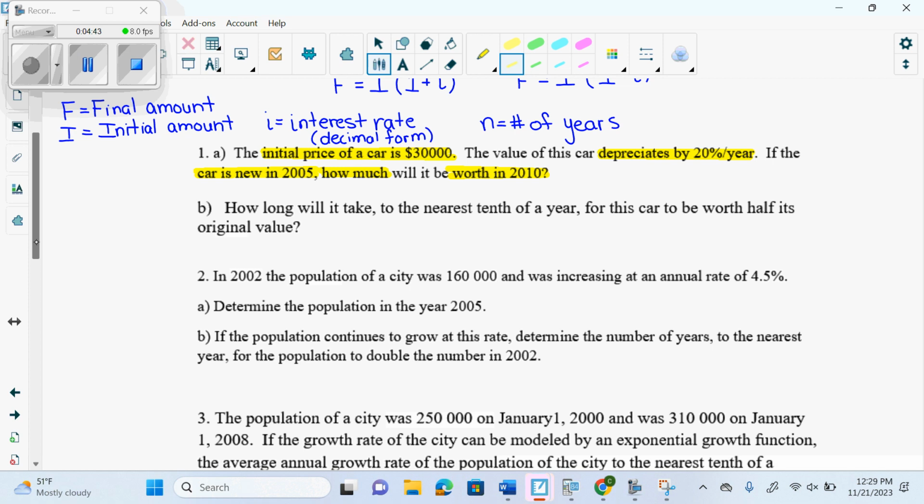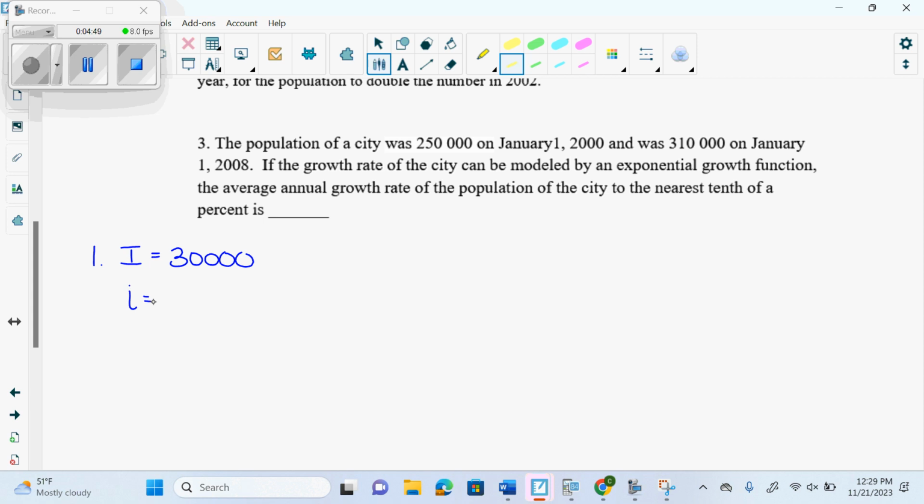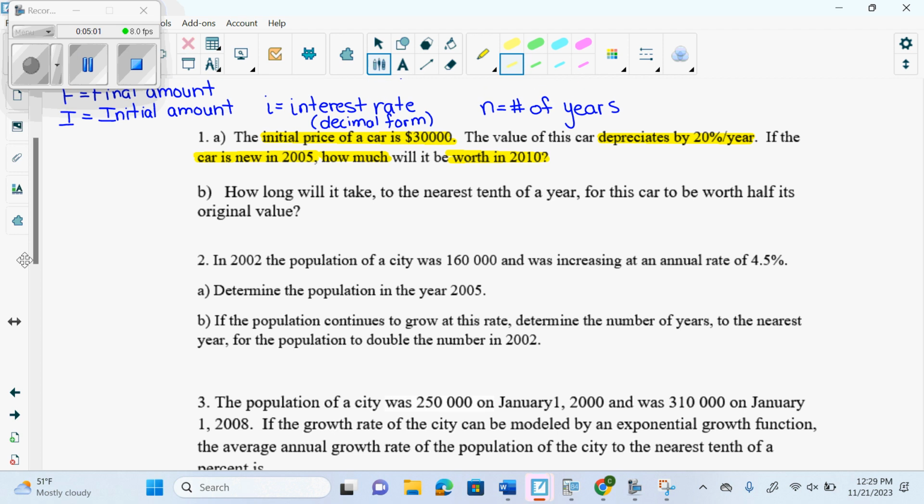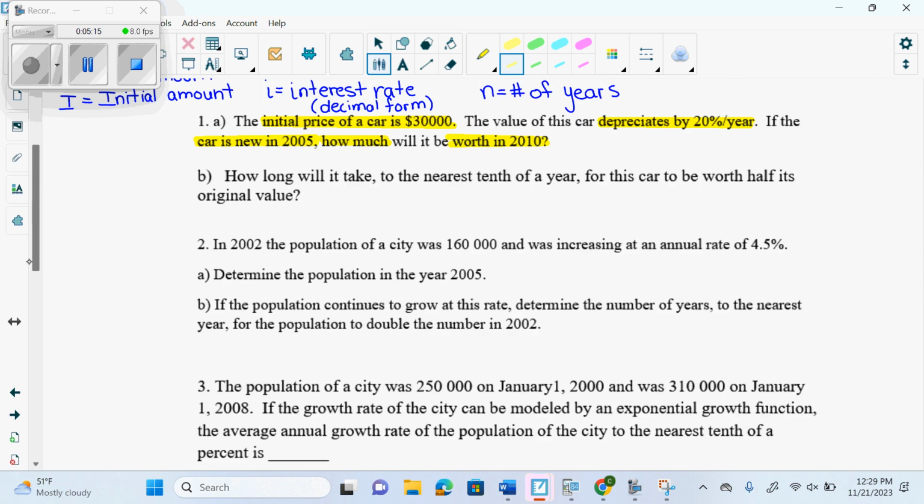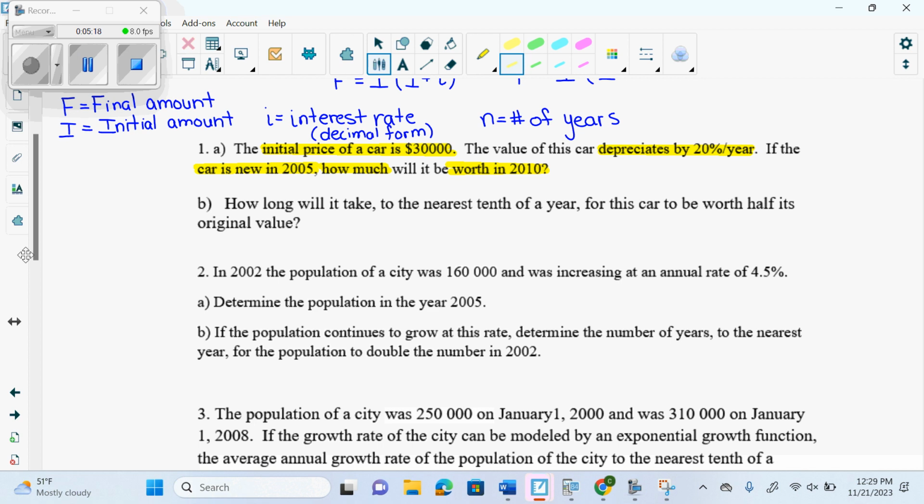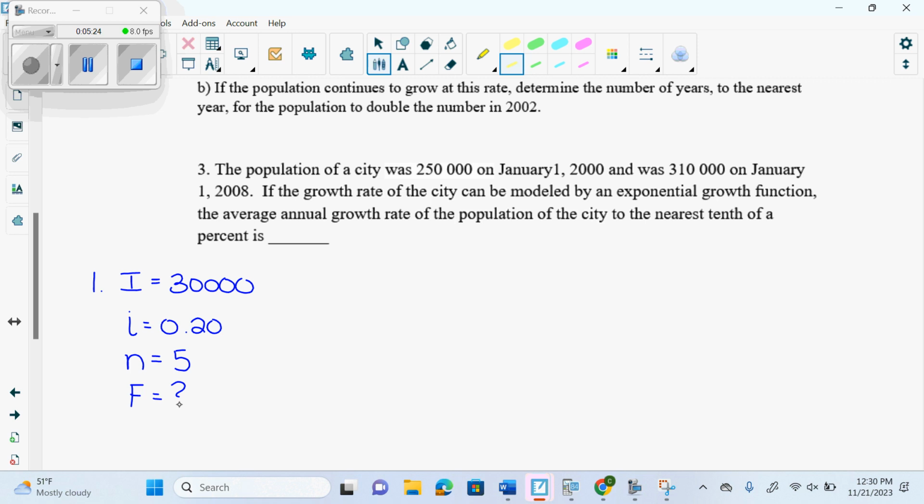It depreciates by 20% per year. What's that? Little i is 0.20. If you don't remember how to turn a percent into a decimal, you divide by 100. Then, if the car is new in 2005, how much will it be worth in 2010? How many years is that? 5. What's that letter? N. The only thing left is the final amount. Is that what it's asking me to find? How much is it worth in 2010? Yes, that's what I'm looking for.